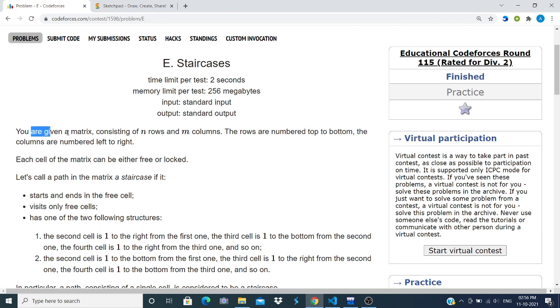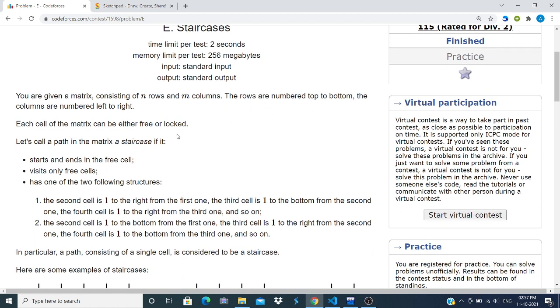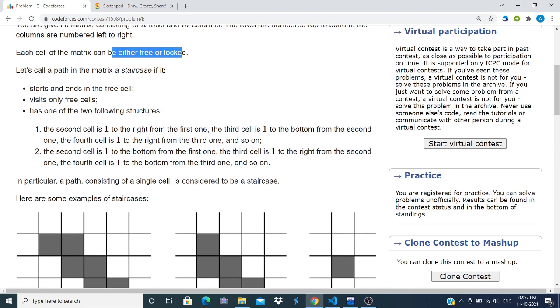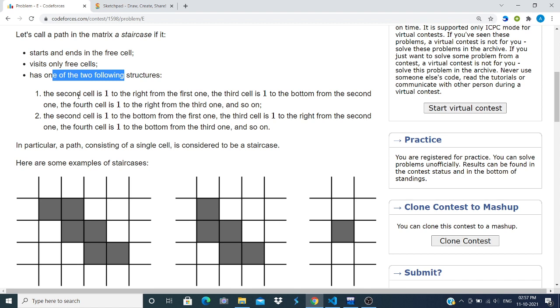In this problem, we are given a matrix which consists of n rows and m columns. The rows are numbered from top to bottom, and each cell can either be free or blocked. We call a path in a matrix a staircase if it starts and ends in a free cell, visits only free cells, and follows one of these two conditions. Either the second cell is one to the right from the first one, the third cell is one to the bottom from the second one, the fourth cell is one to the right from the third one, and so on.